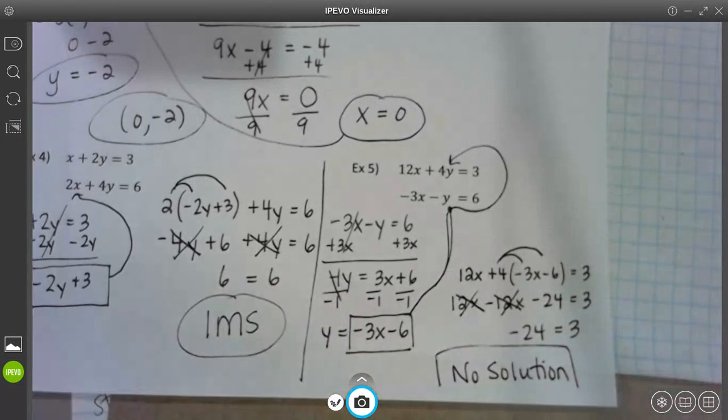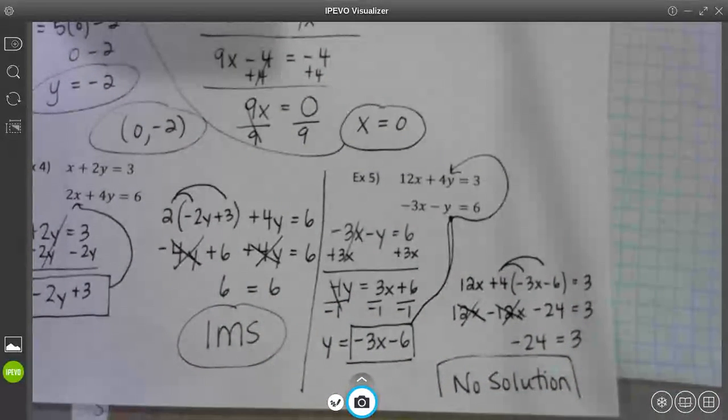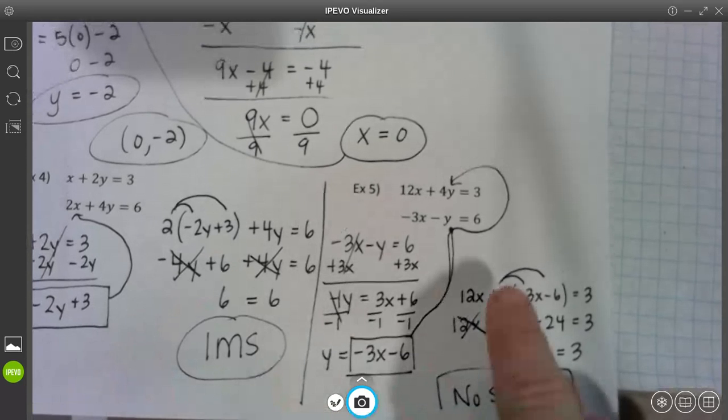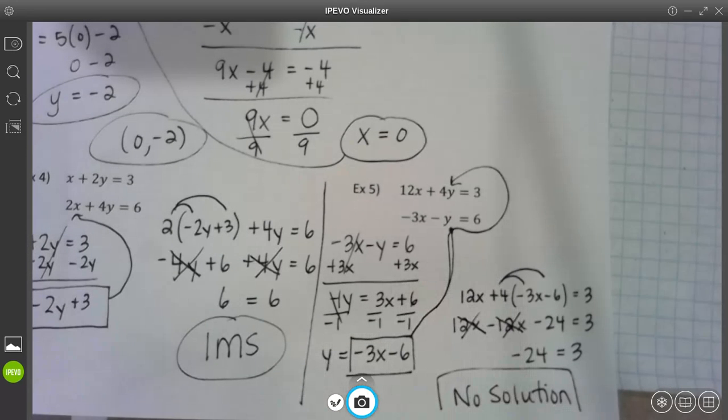So it's kind of nice because you kind of get to just stop. You don't got to keep solving. You don't got to plug anything back in. You get to just stop. But remember, you will only get IMS or no solution when the variables disappear from the problem. That's when you get these kinds of answers, okay?